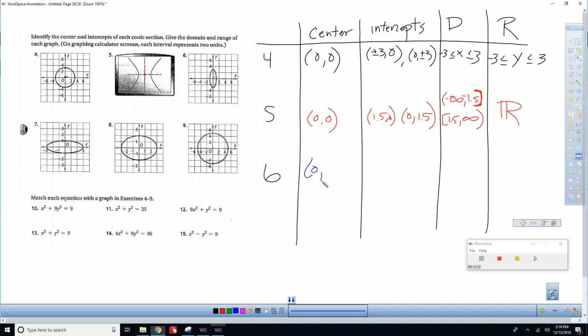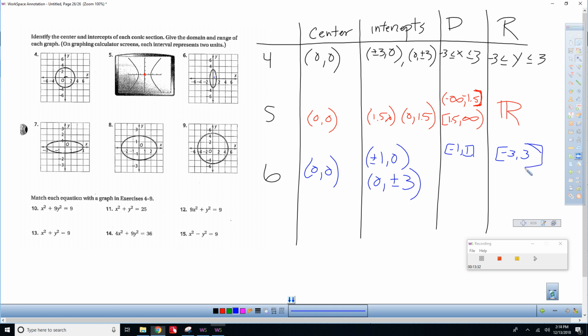0, 0 is my center. Looks like my zeros are at plus or minus 1, 0, and 0, plus or minus 3. My domain, x can be anything between -1 and +1, and y can go from -3 to +3.